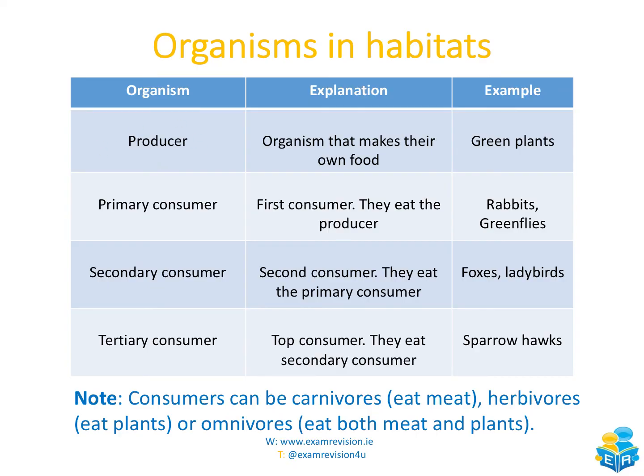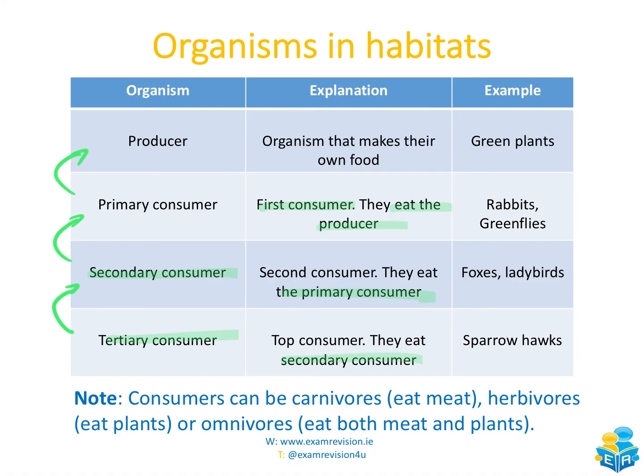So what organisms do we have in our habitats? Well, we're going to have our producer, we're going to have our primary consumer, and this is our first consumer. So that's the one that eats the producer. We have our secondary consumer, that's the one that eats the primary consumer. And then the tertiary consumer is the one that eats the secondary consumer. So it's always eaten the level before. Now it says here that the tertiary consumer is normally the top consumer. That's suggesting that the food chains normally wouldn't go any further than the tertiary consumer. And a lot of the time that will be true.